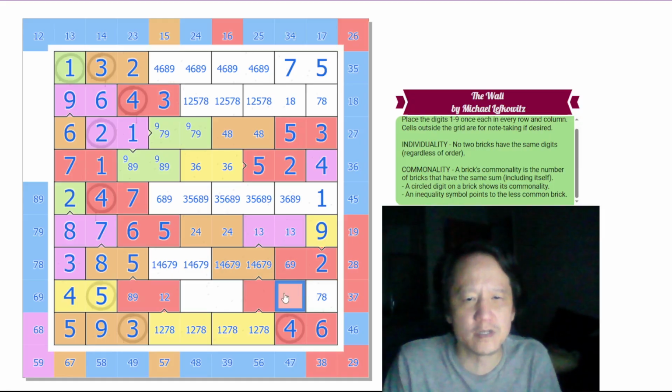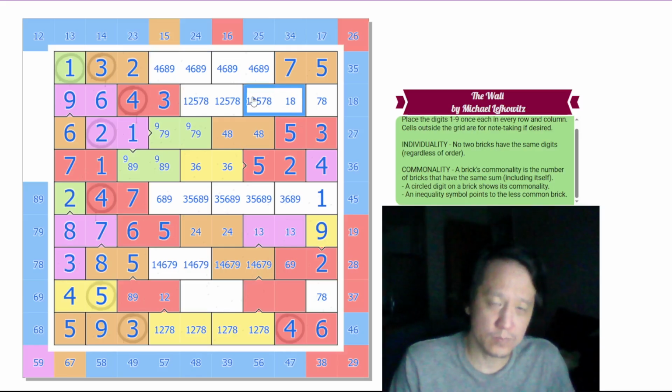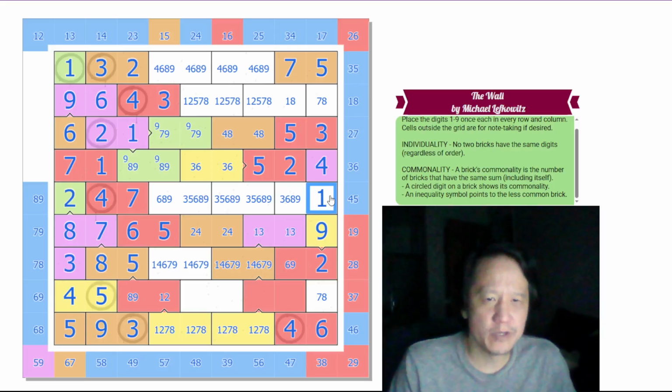Okay, so 5 and 7 is orange. So that's done. 4, 9, and 6, 8. So 6, 8 is the other one. So we have 4, 9, and 6, 8 here. What's left? We need a 1, 6 somewhere. We need a 1, 5 somewhere also.